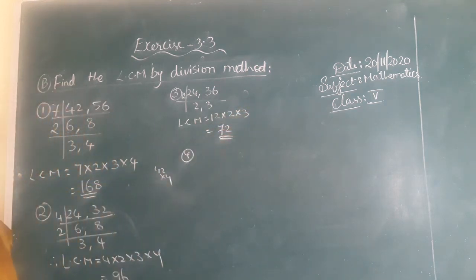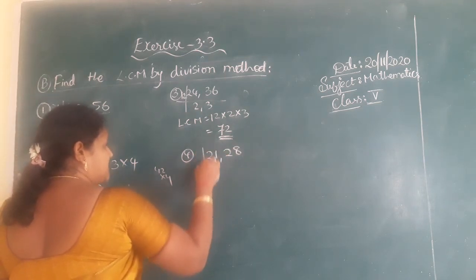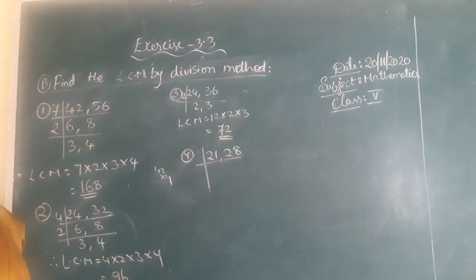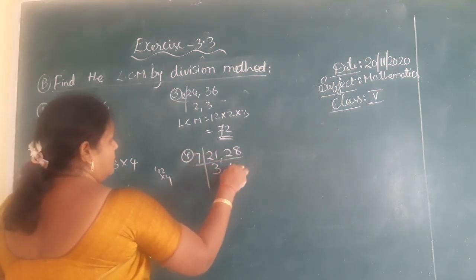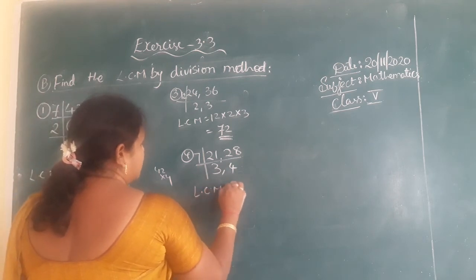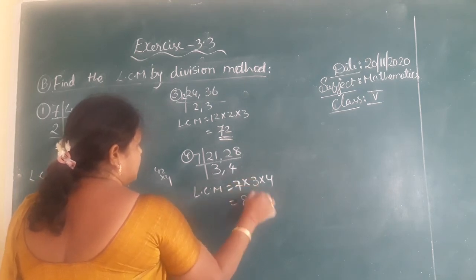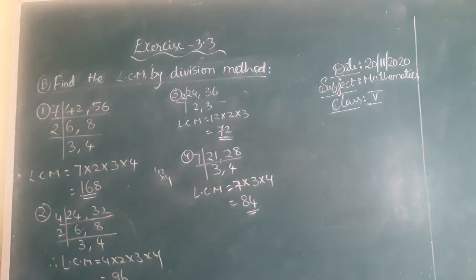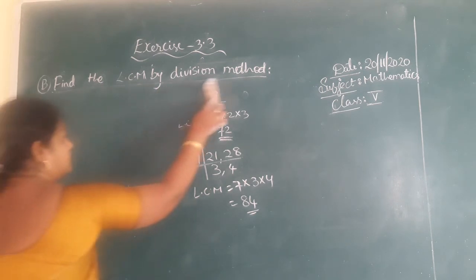Fourth one, 21 comma 28. In which table can you see 21 and 28, children? In 7 table we can see it: 7 3s and 7 4s. So LCM equal to 7 into 3 into 4. 3 4s are 12, 12 7s are 84. 84 is the LCM. See the fifth one, 108, 144.